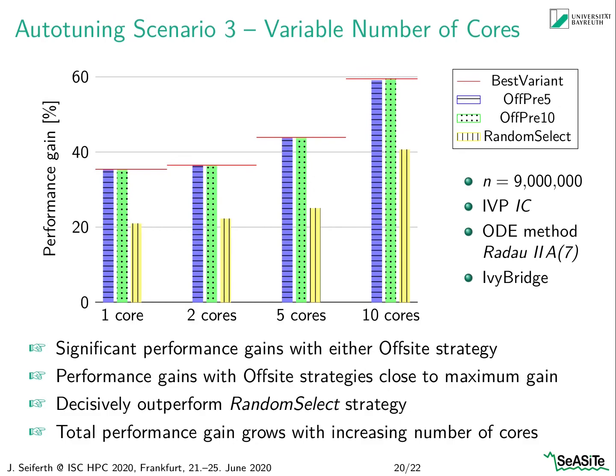The figure shows that we can achieve significant performance gain with either Offsite strategy independent of the core count. In fact, the performance gains are close to the maximum gain of the best variant for all core counts, and in each case, the random select strategy is decisively outperformed. Last, it can be observed that the total performance gain grows with increasing number of cores.